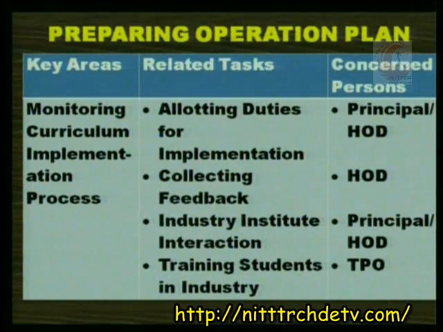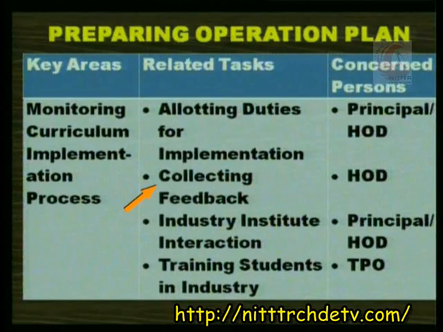one of the tasks is allotting duties for implementation. You identify the people who will be teaching different subjects. You identify the people who will be making demonstrations in the laboratory, who will be making jobs in the workshops. They will do the necessary activities, and that will enable the students to develop desired knowledge and skills. So, allotting the duties for implementation of the curriculum, the responsibility for this lies with the principal and head of department.